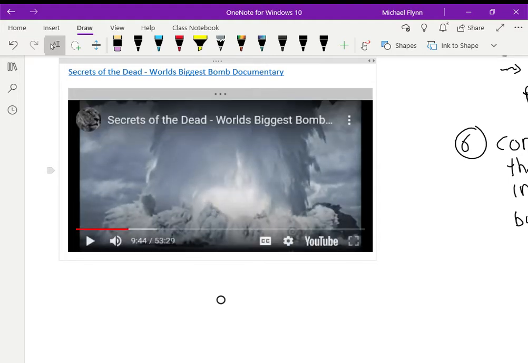I just want to pause it there. Look at that gigantic column of water. They set it off on one of the ships, and it's just devastating. And that's a fission bomb. That's not even a fusion bomb.